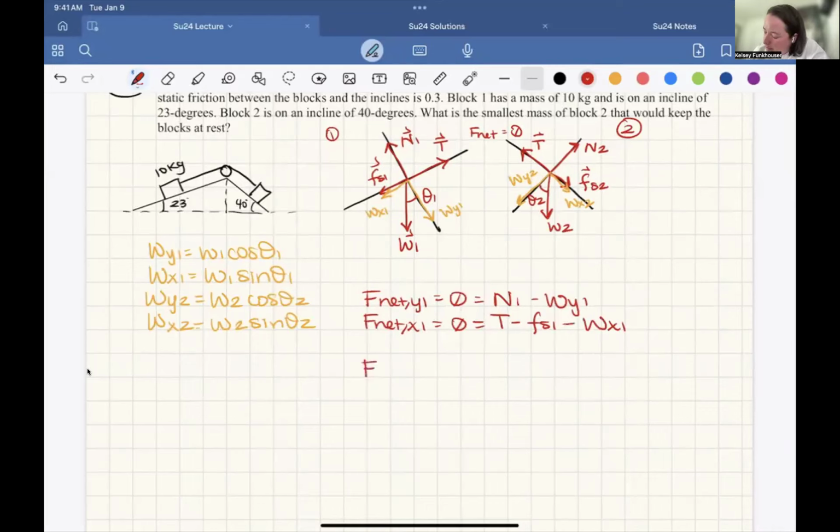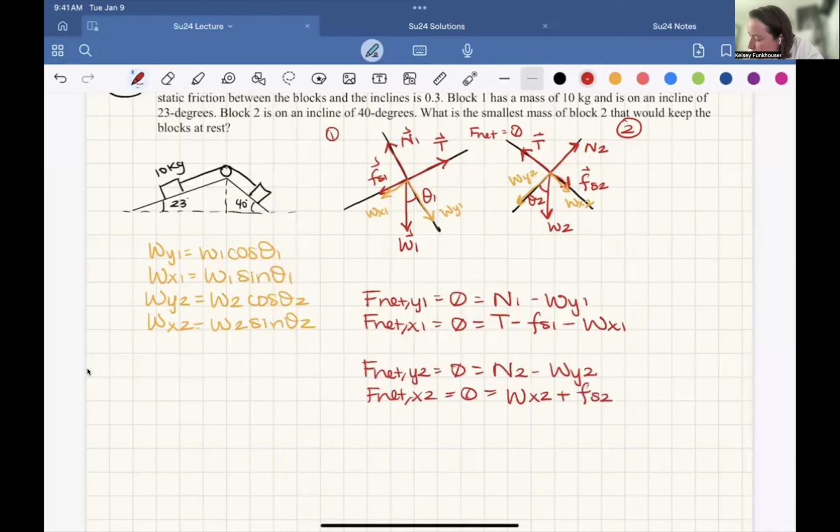Okay, now let's do this for block 2. Net force in y2 is 0. And this part is the same as the normal force minus the y component of the weight. And then x2, also 0. This time though, the tension is in the negative x direction. So we have the x component of the weight plus the static friction force minus the tension.